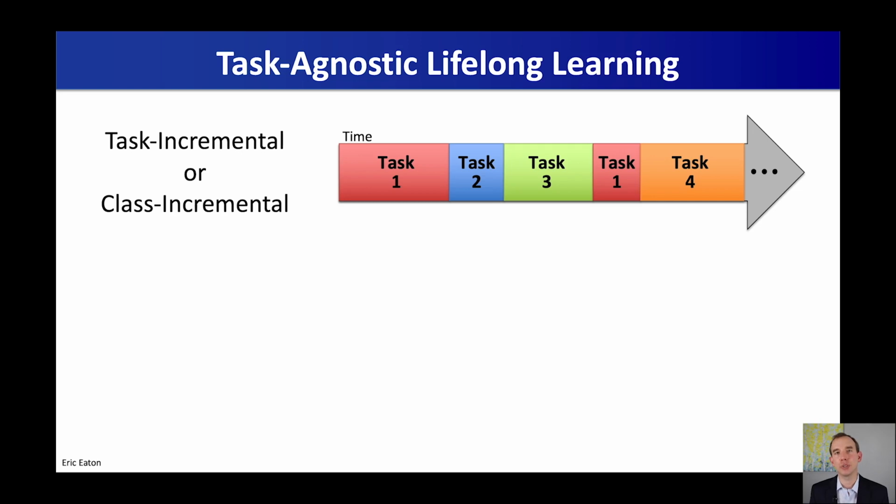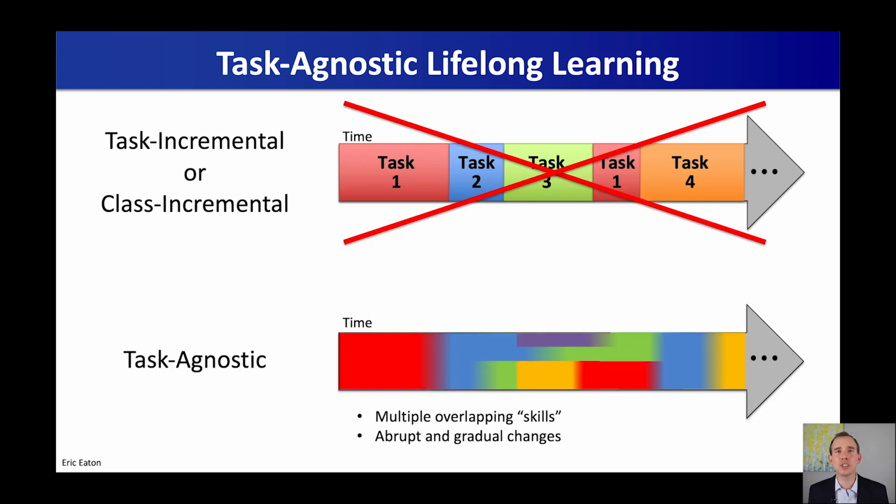The second issue is that we as a community largely think of the temporal stream as being segmented into a sequence of tasks. We could think of it in terms of a sequence of classes too if we're doing class incremental learning. But this is really unrealistic. In real life, we don't have a single task that we're doing. Instead, we have this mix of overlapping skills that we're performing at any point in time with multifaceted objectives.